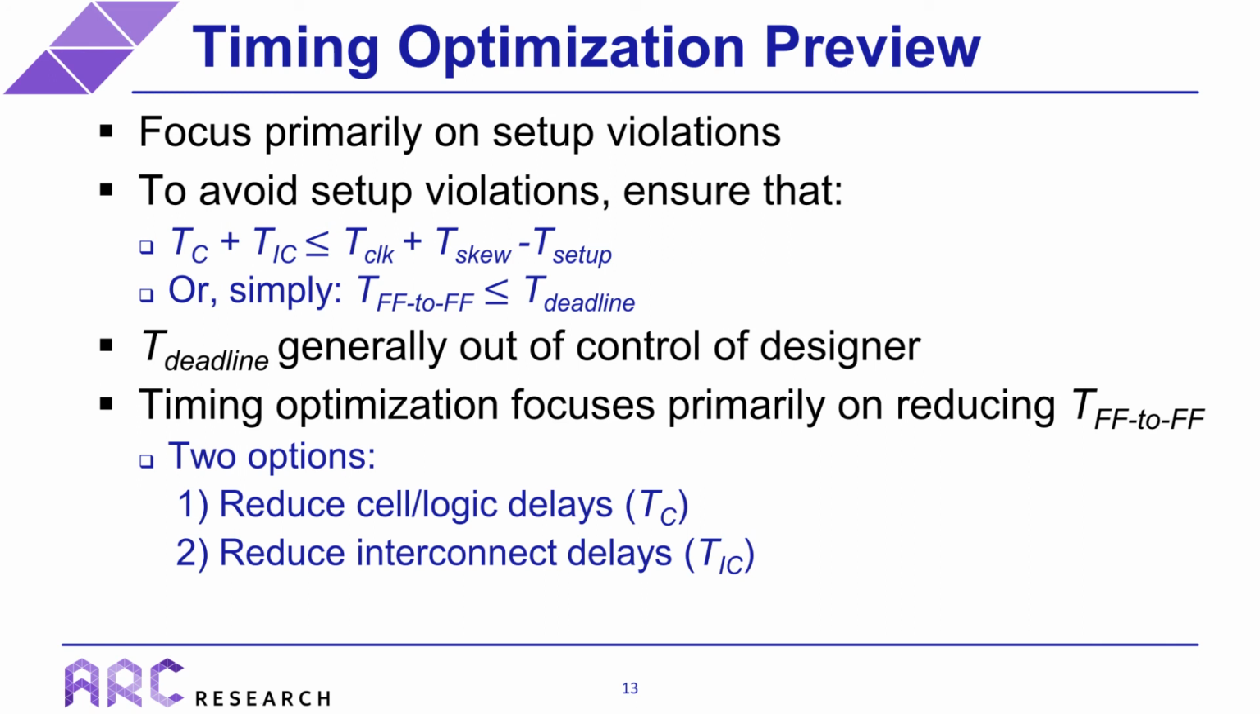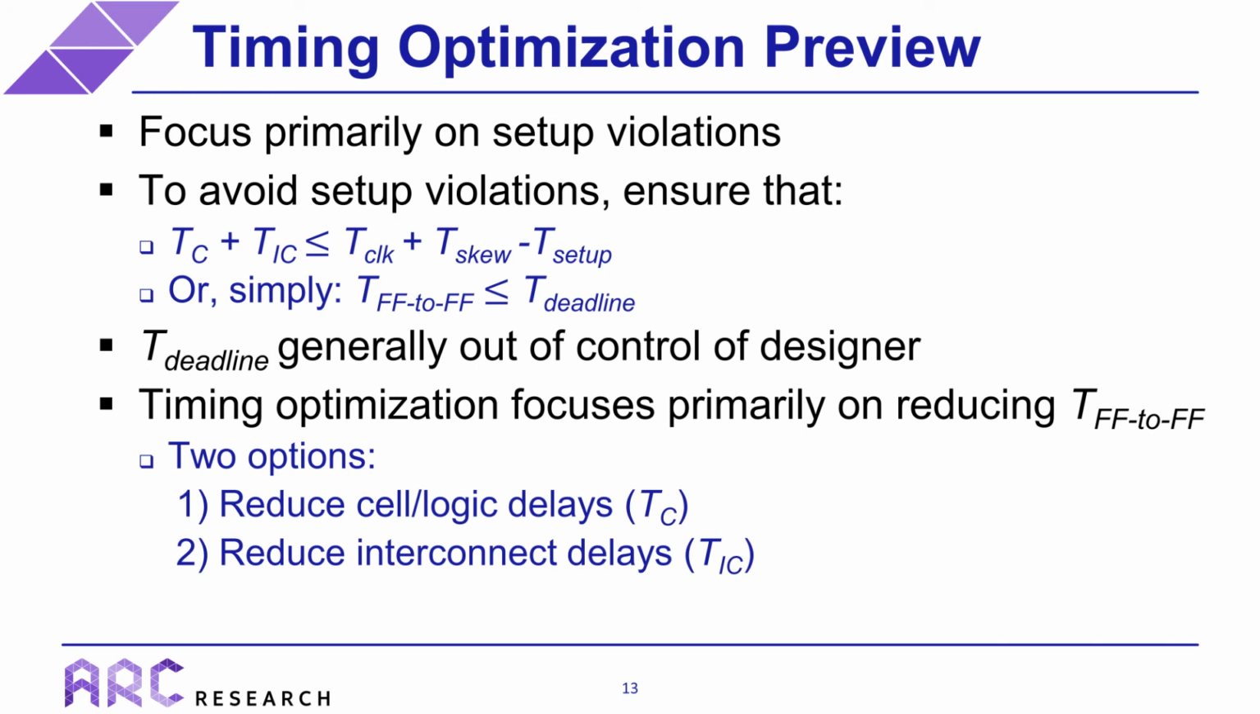Now, if that confuses you at all, it is much easier to just remember that our goal is to make sure that the delay between flip-flops is less than the deadline. No matter how complex our analysis gets, this will always be the goal. So now that we know the goal, how do we go about achieving it? Well, first, it's important to realize that the deadline is generally out of the control of the designer. So once you have decided on a clock constraint, this deadline is determined by things almost entirely out of your control. Now, you might be able to affect the skew with super low-level optimizations, but that is not commonly done.